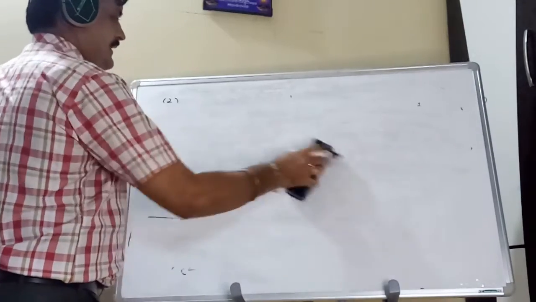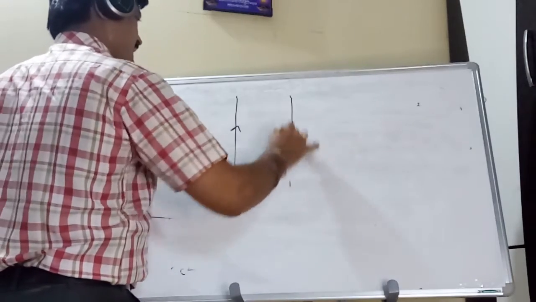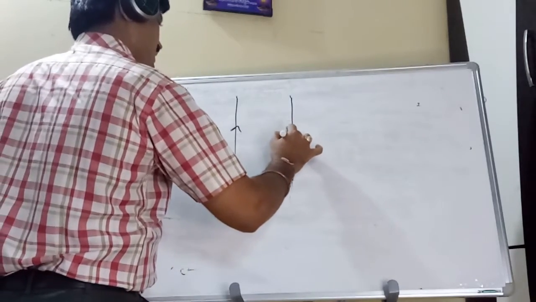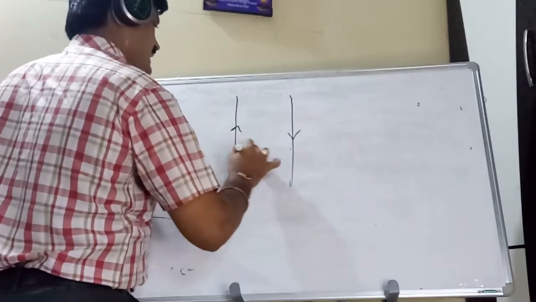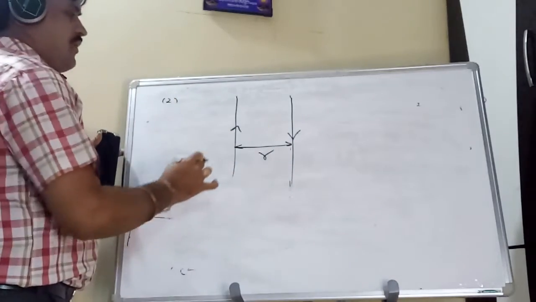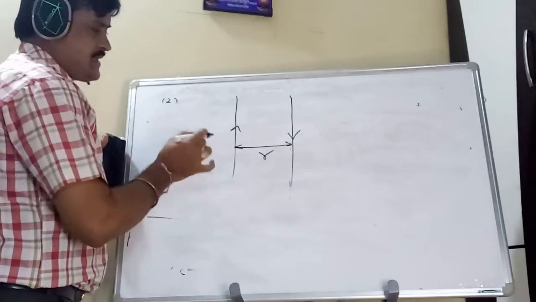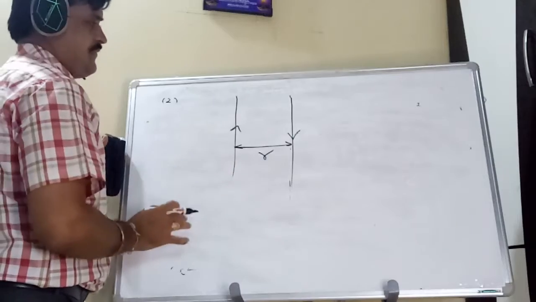Next, third point. So current passes through the conductors, one upward and another one downward. R is the distance between the two conducting wires. The force of repulsion takes place between the two wires.